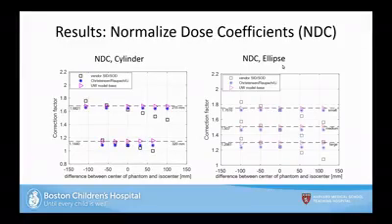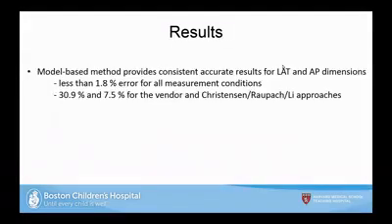So here I'm plotting the normalized dose coefficient using the magnification method, and we're comparing that to the value that we would get using the true dimensions of the phantom. And again, our results agree quite well with the actual value. So our model-based method provided a consistent and accurate result for lateral and AP dimensions. We had a less than 1.8% error for all measurement conditions, whereas for the vendor it was more like 31%, and for Christensen, Rupakanli, it was about 7.5%.